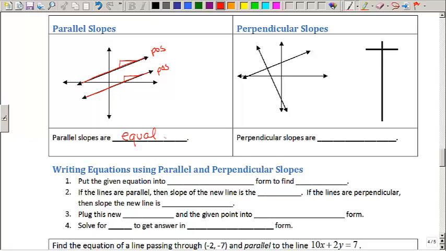But when you look at the perpendicular slope, notice that the red line and this blue line right here intersect at a 90-degree angle. Well, this blue line has a positive slope, where the red line has a negative slope. So clearly they can't be equal like parallel slopes. Parallel slopes are always equal. Perpendicular slopes are clearly opposite. One's positive and the other one's negative. So already I know that perpendicular slopes are opposite.